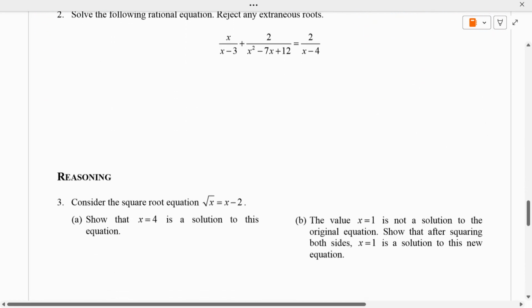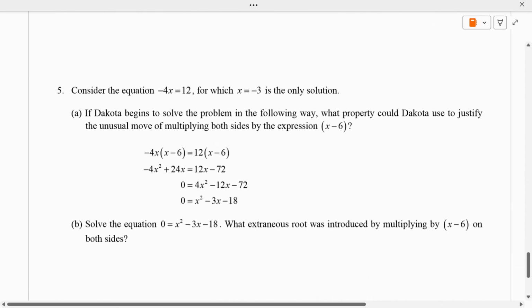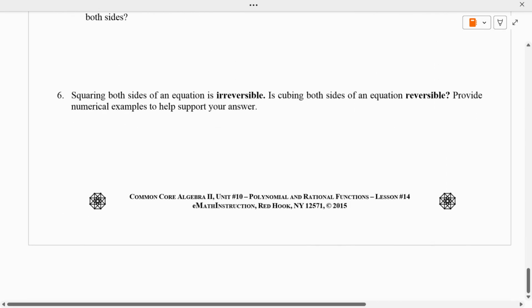So you are going to do 2 and 3, 4 and 5. So squaring both sides of an equation is irreversible. This is number 6. Is cubing both sides of an equation reversible? Provide numerical examples to help support your answer. We will do this on Tuesday. This will be our warm-up.